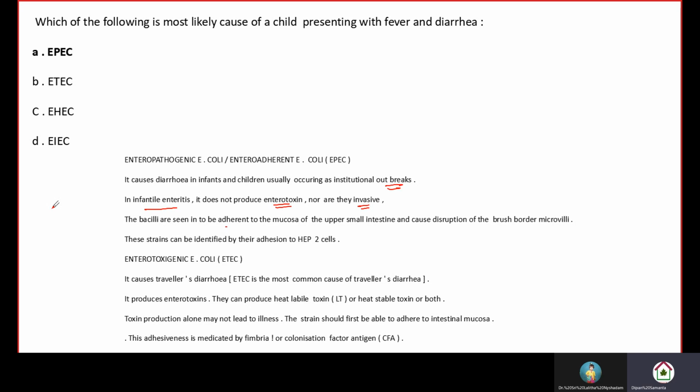In infantile enteritis, it does not produce enterotoxin. They are not invasive also. The bacilli are seen to be adherent to the mucosa of the upper small intestine and cause disruption of the brush border microvilli. These strains can be identified by their adhesion to HEp-2 cells.